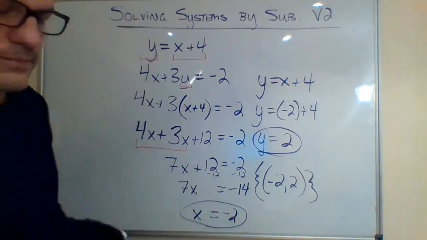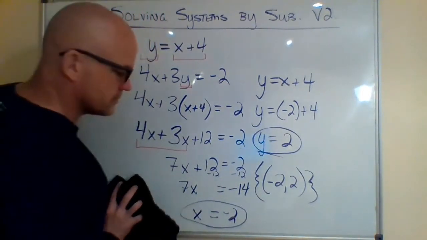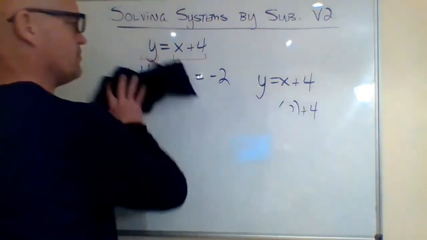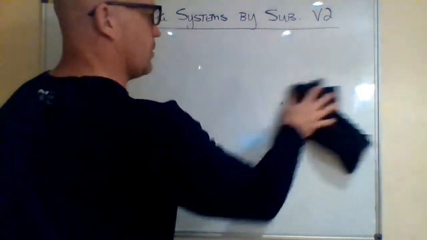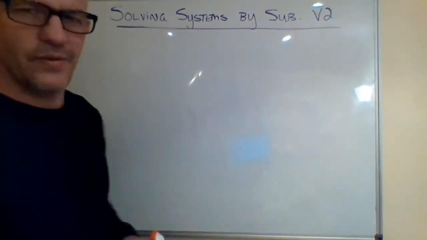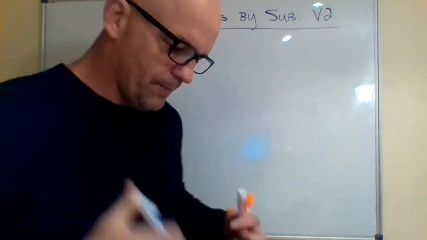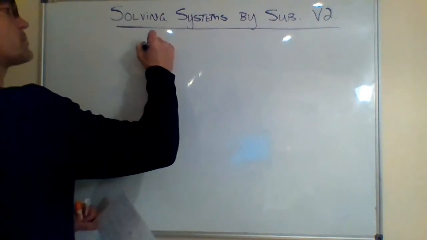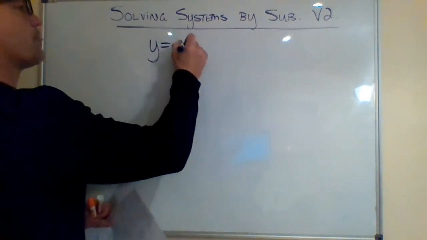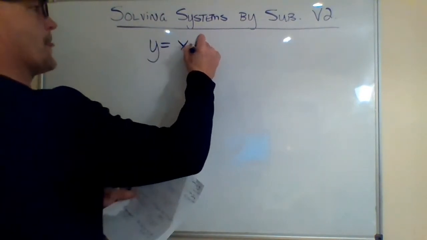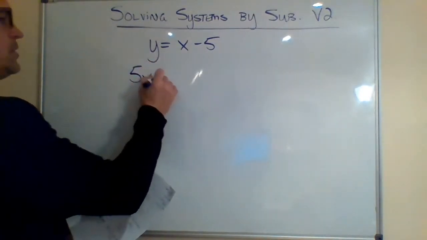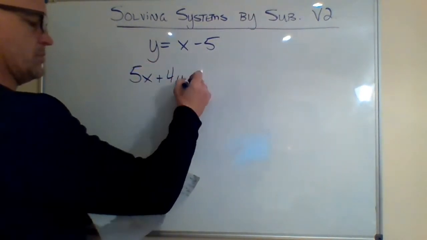One more. Then we're going to have you try something. Keep in mind, if I'm moving too fast at any time, you can pause the video. I would assume you guys know that, but you can pause it as we go. So, last one before you try one. y equals x minus 5. Then we have 5x plus 4y equals 7.